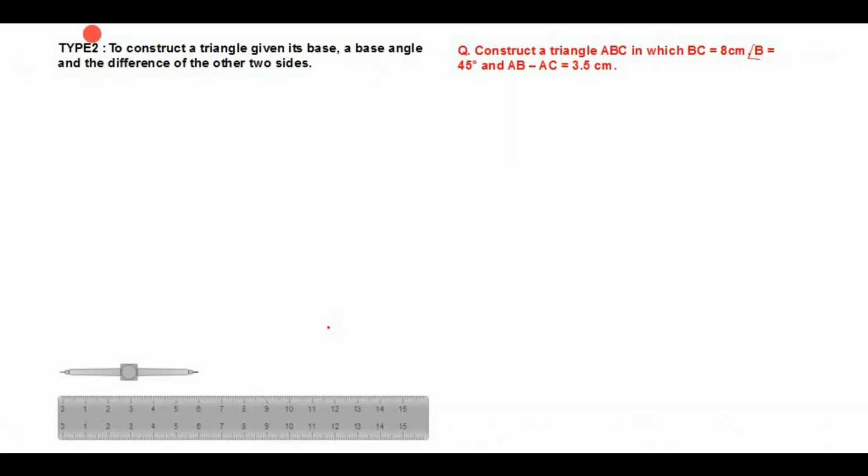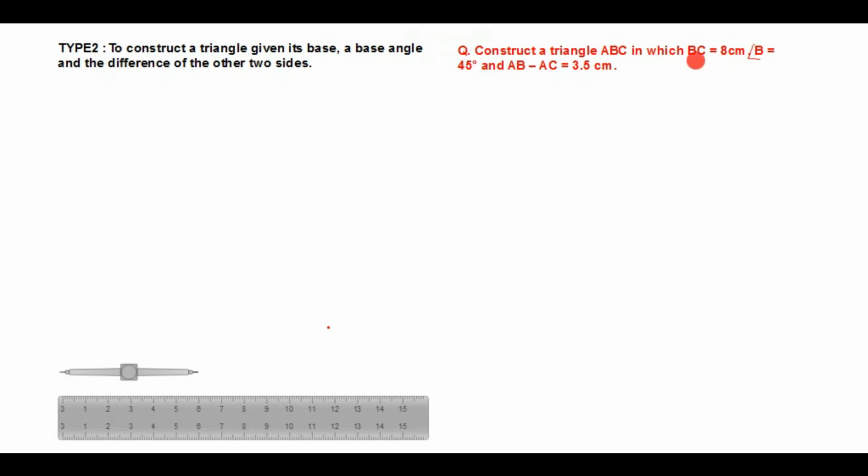Students, now I am here with the second type of construction, type 2, in which we construct a triangle given its base, a base angle, and the difference of the two other sides. So this is the second type of construction. One example I am taking here.